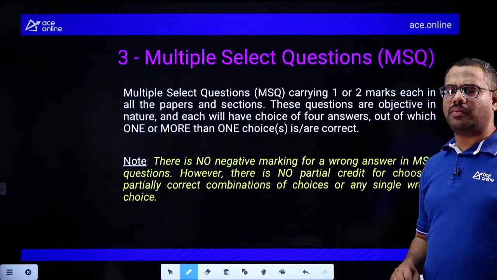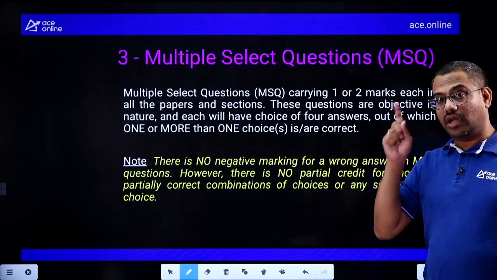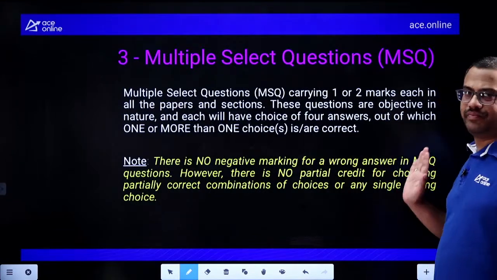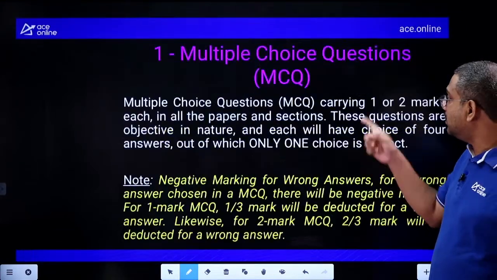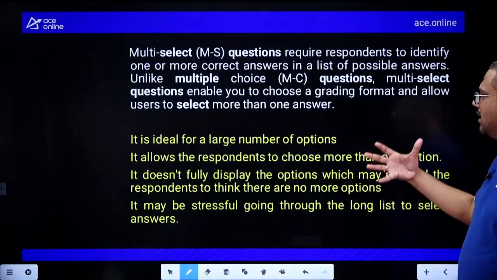If you tick only 1 option, suppose 3 options are there, you tick only 1, you may not get marks. If you tick all 3, then only you will get marks. Negative marking is not there in MSQ and NAT, that you remember. But negative marking is there only in MCQ, that you remember. So I gave some suggestions again in MSQ also.